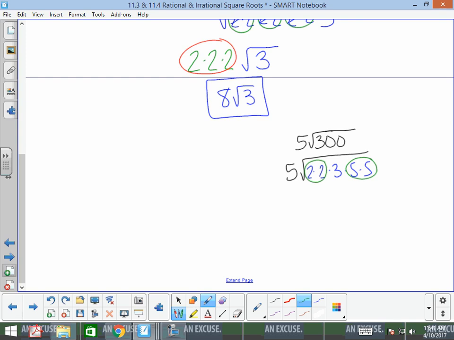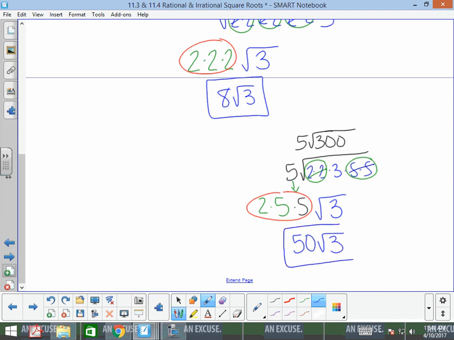So the square root of 2 times 2 means that a 2 gets to come out, and a square root of 5 times 5 means a 5 gets to come out. Now, remember there was already a 5 out here, so we bring it down. All right, so this 3 doesn't have a buddy, doesn't have a twin, so it stays inside. All right, so let's multiply all these numbers here. That's going to be our number on the outside. 2 times 5 is 10, times 5 is 50. So this is 50 times the square root of 3. That is what 5 square root of 300 simplifies to. That's in simplest radical form.